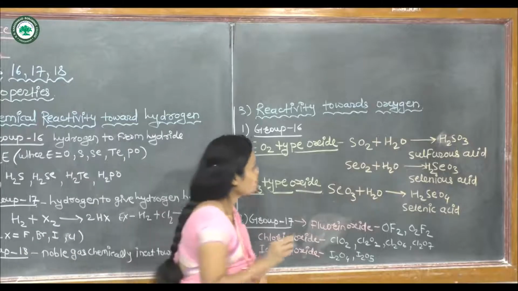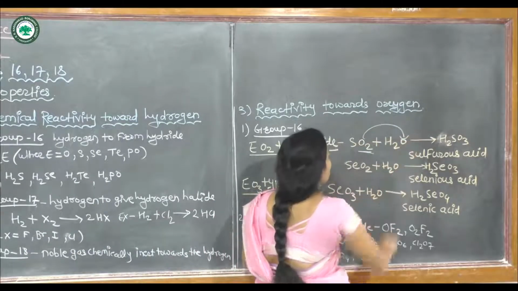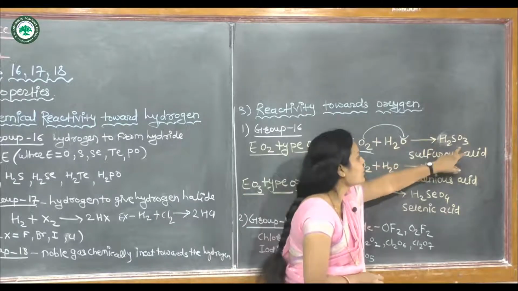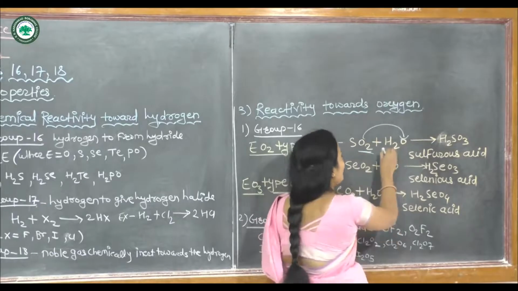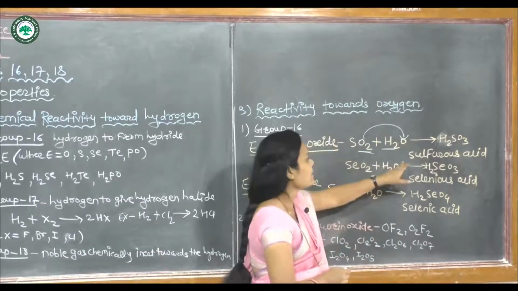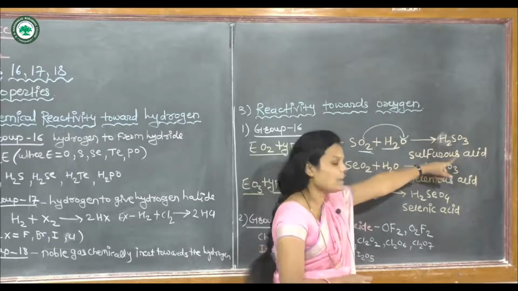Here is 2 oxygen, then 3 oxygen is here, 1 sulfur atom and 2 hydrogen atom, and its name is sulfurous acid. In this reaction, its name is sulfurous acid.